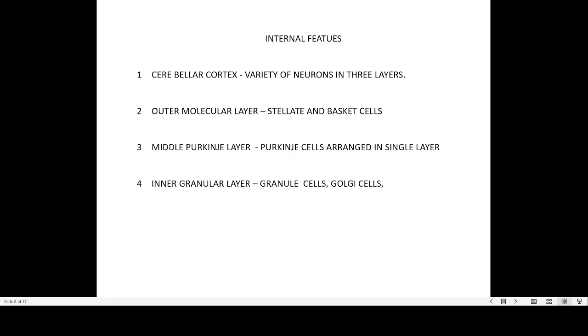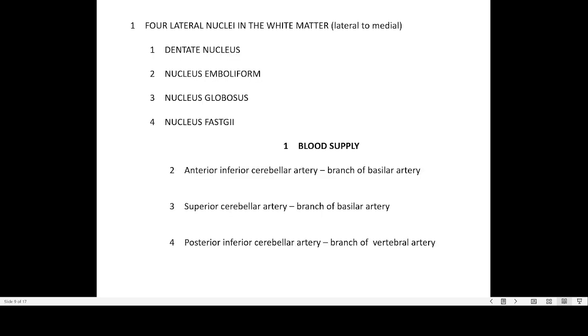So the different varieties of neurons form the three layers of the cerebellar cortex: outer molecular layer, middle Purkinje layer, and inner granular layer. These layers have different neurons. In the outer molecular layer, stellate and basket cells. In the middle Purkinje layer, the Purkinje cells, arranged in a single layer. Then granular cells and Golgi cells are arranged in the inner granular layer.